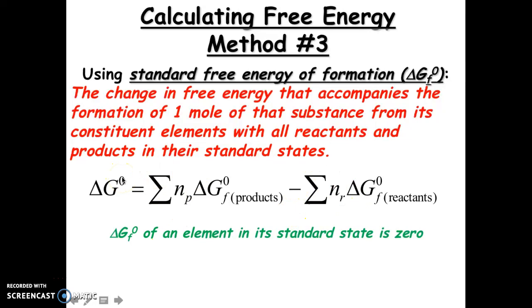Which method are you going to use? Well, that depends on what variables you're given. And then you're going to choose which method to use. In this case, delta G of an element in its standard state is 0. So you are going to have plenty of zeros here.